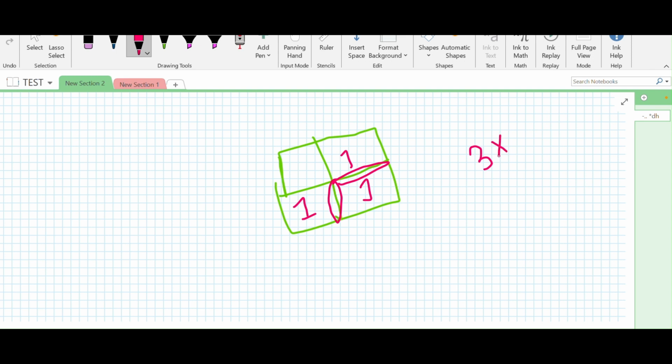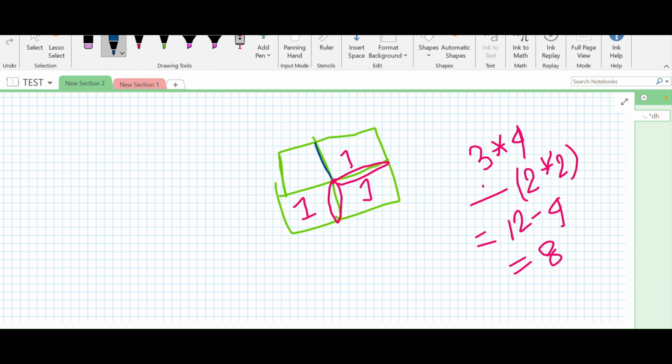For every land cell I will simply multiply by 4, and for every adjacent I simply reduce 2. That means if there are 2 adjacents, I simply reduce 2 into 2. For each adjacent I reduce 2. So my answer will be 12 minus 4, and this will give me 8, and 8 is my answer. Why is 8 my answer? Because this is my perimeter 1 2 3 4 5 6 7 8, and for that case 8 is also my answer. So I know that concept.